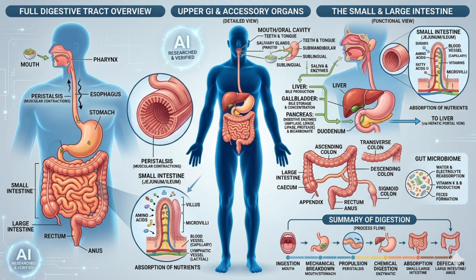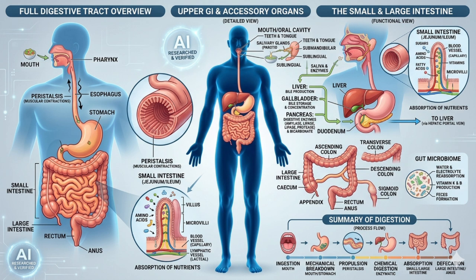Key components of the digestive system. The system is divided into the GI tract and accessory organs. Hollow organs of the GI tract: mouth, esophagus, stomach, small intestine, large intestine, and anus. Solid accessory organs: liver, pancreas, and gallbladder, which secrete enzymes and fluids via ducts.